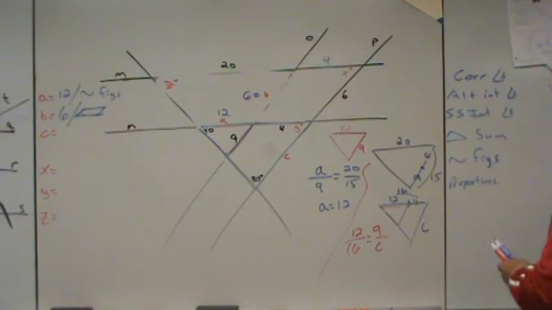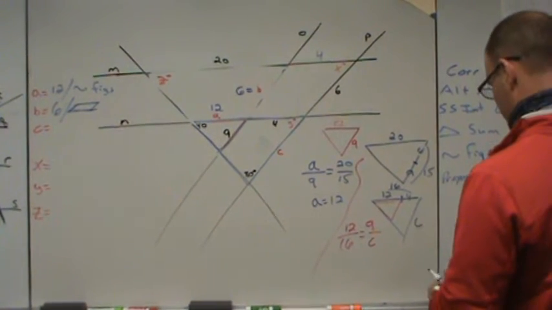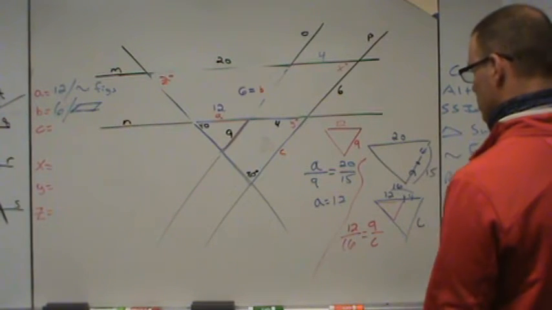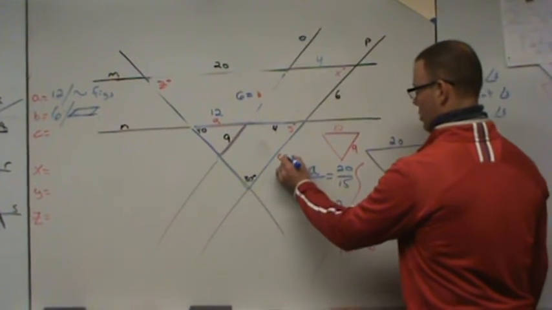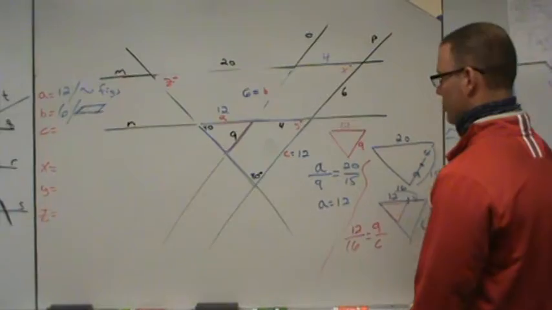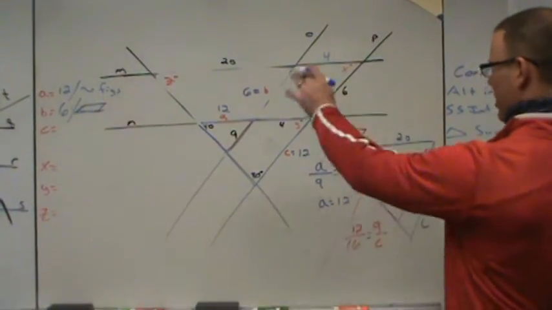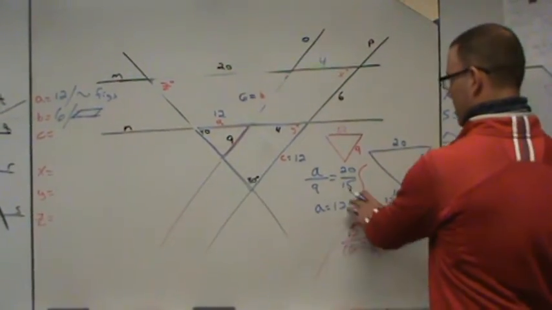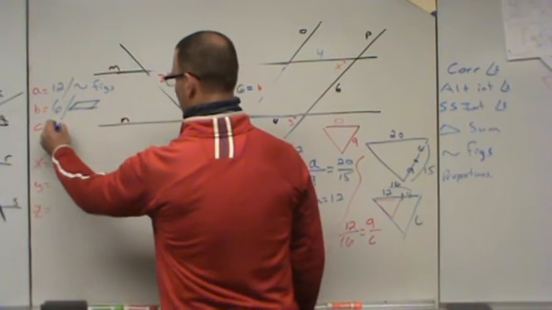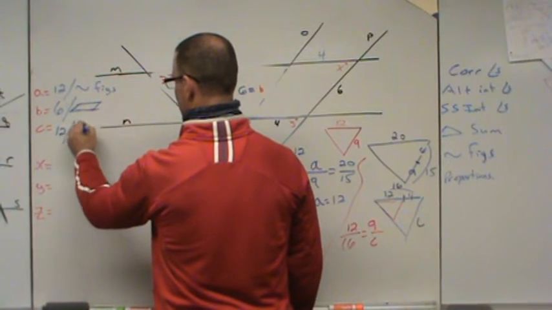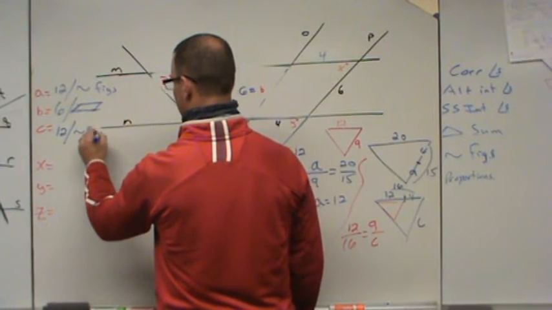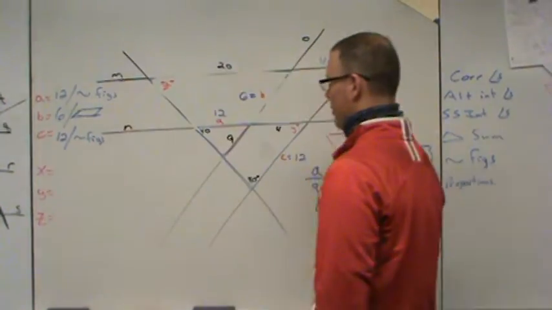Now, go ahead and take a moment and solve that and see what you come up with. And you should have gotten C is equal to 12. Okay, my diagram's not to scale. So now I've done those two problems, and I come over here and I'm going to say 12 because of similar figures again.